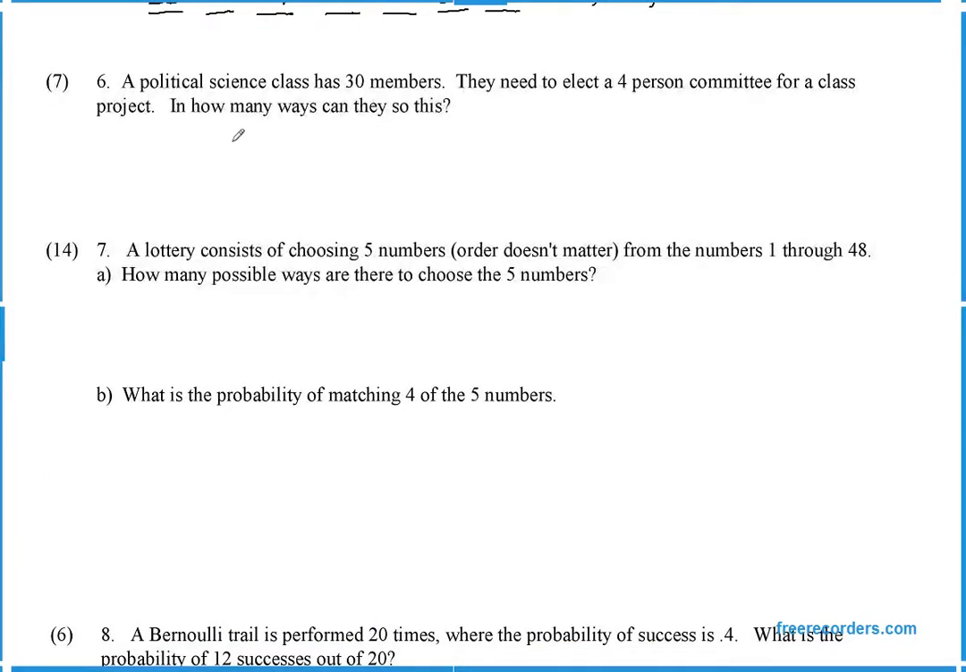Okay, number 6. We've got a political science class that has 30 members, so that's our total, and we need to elect a 4-person committee for the class. How many ways can we do this? We just want to select 4 people from 30. The order does not matter. So order doesn't matter.